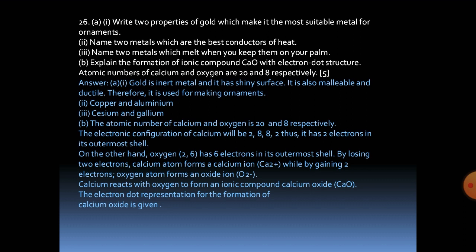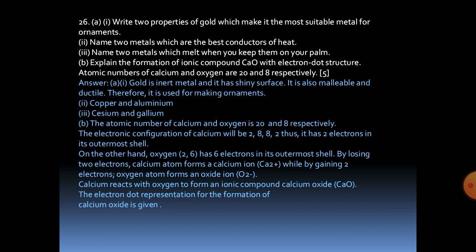The next question is: explain the formation of ionic compound CaO with electron dot structure. Atomic numbers of calcium and oxygen are also given, which are 20 and 8 respectively. So the electronic configuration of calcium will be 2, 8, 8, 2, its valency will be 2, and oxygen will be 2, 6, so its valency will also be 2.